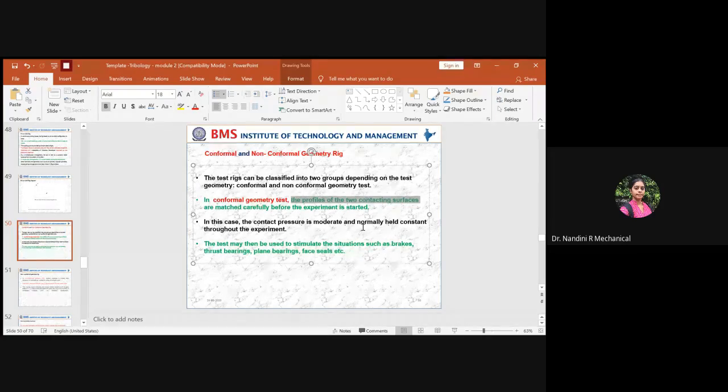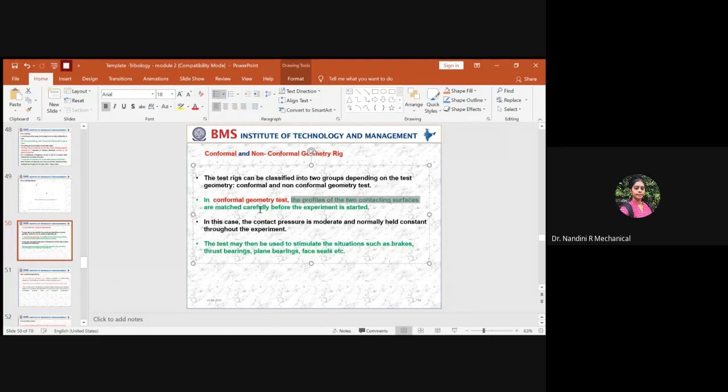If it is soft material on one hand, the other mechanical component should also be made up of soft material. Then flowing comes into picture, or else it should be hard, and both the mechanical components should be synthesized in the same way. So it should have similar mechanical and physical properties. So it will map both the contacting surfaces carefully before doing the experiment, so that it will be very feasible to evaluate its value of coefficient of friction. If you are mapping both the profiles before doing the experiment, then it is called our conformal geometry test.